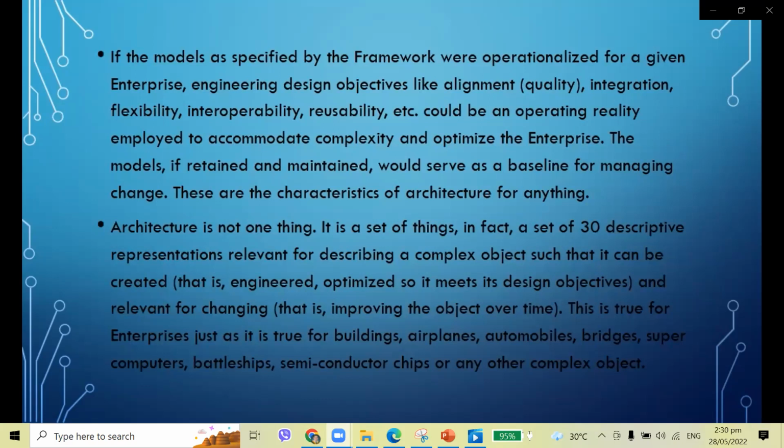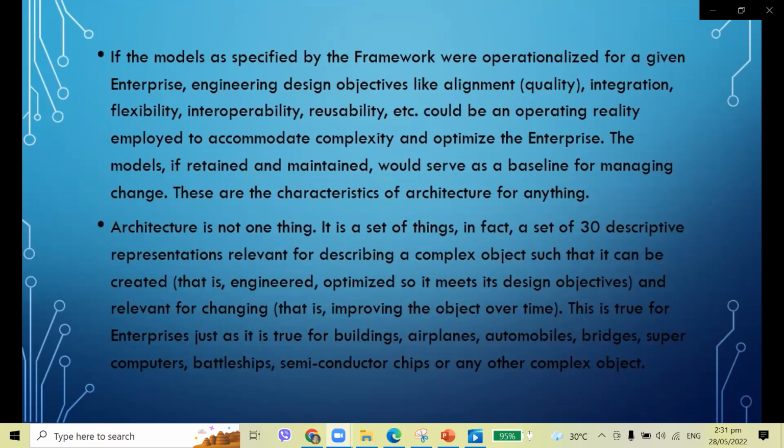So if the models specified by the framework were operationalized for a given enterprise, engineering design objectives like alignment, quality, integration, flexibility, interoperability, and reusability could be an operating reality employed to accommodate complexity and optimize the enterprise. The model, if retained and maintained, would serve as a baseline for managing change.